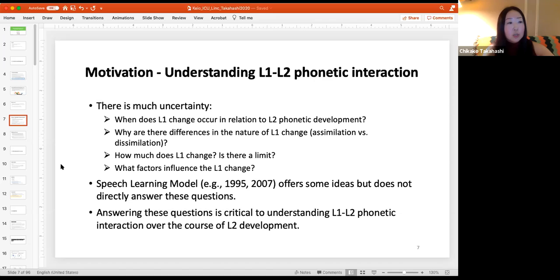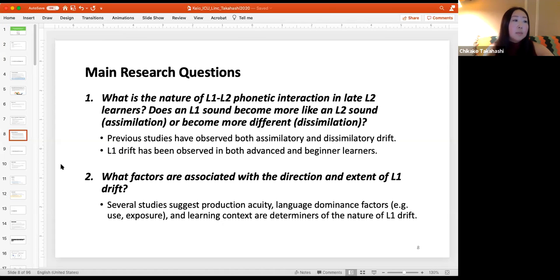Flege's speech learning model discusses some of these questions and offers some ideas, but does not directly answer them. Answering these questions is critical to understanding the L1 and L2 phonetic interaction in one's L2 development, and these questions have motivated my study. So my main goal is to further our understanding of the underlying processes involved in L1 phonetic drift.